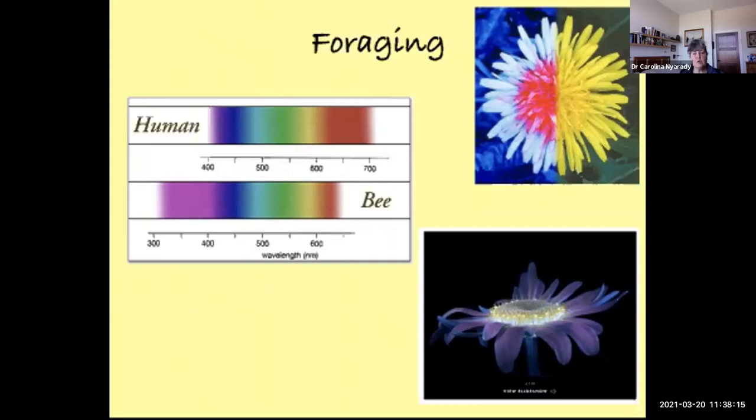She's not going to go to the apple blossom and then down to the dandelion and then down to whatever, and then back up to the apple flower. She will really be visiting one flower species at a time.